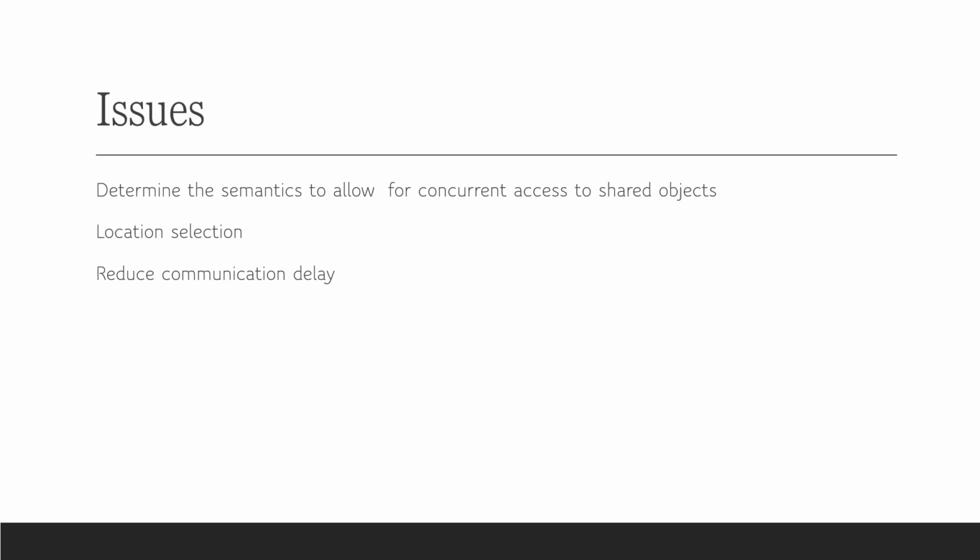We need to be able to determine and track the location of remote data, because in a distributed environment everything is scattered, right? Once we know the proper location, only then can we make the necessary changes. Finally, reducing communication delays and the number of messages involved under the covers while implementing the semantics of concurrent access to shared data is also something we need to consider.